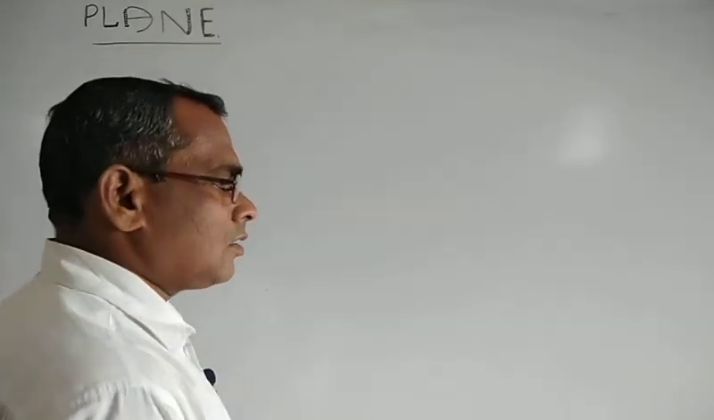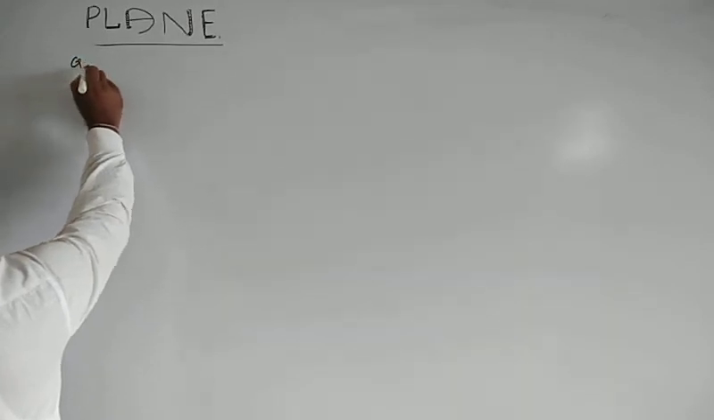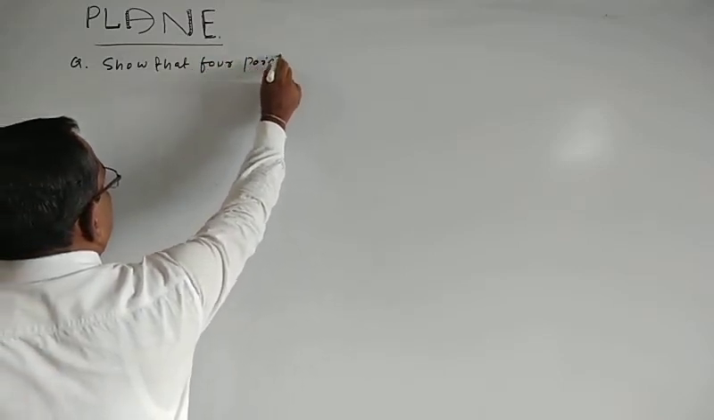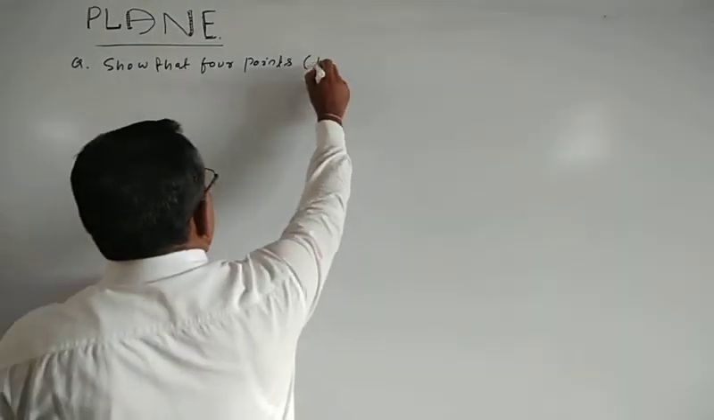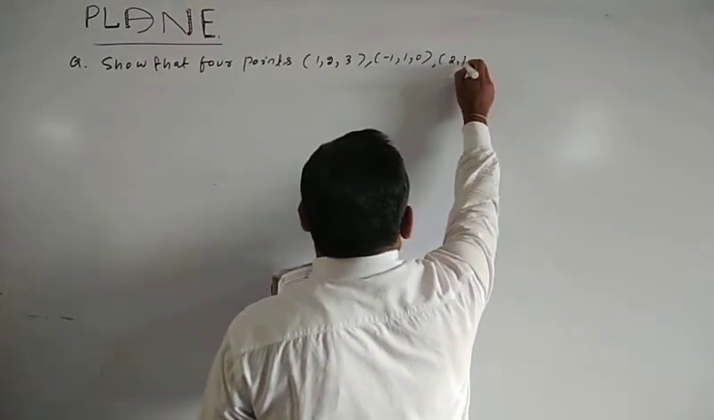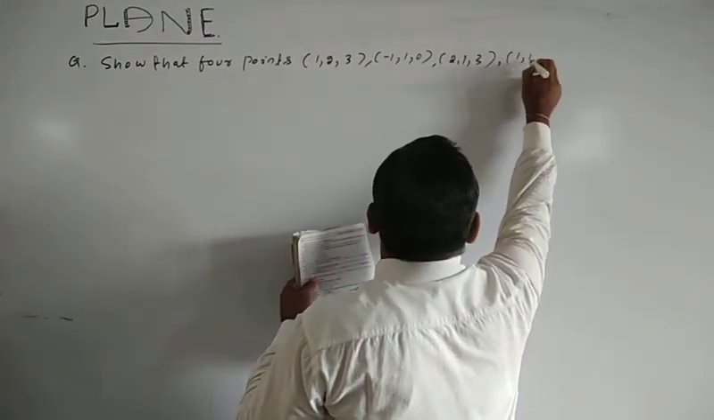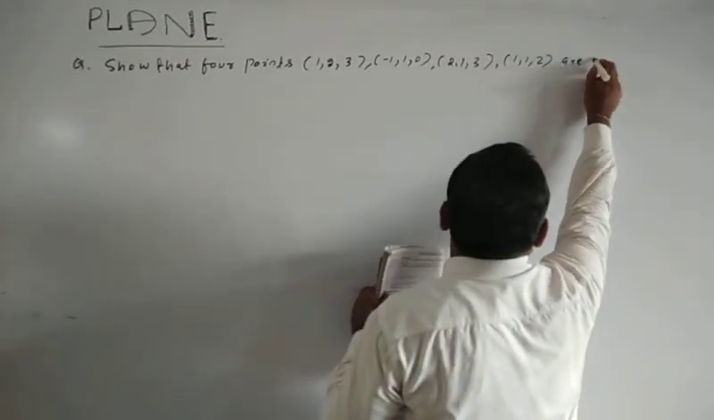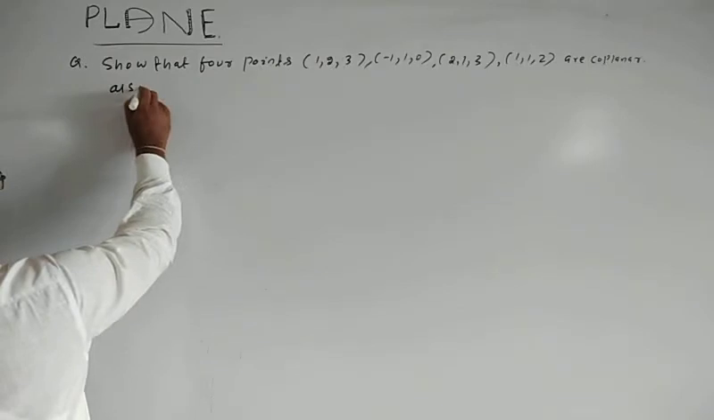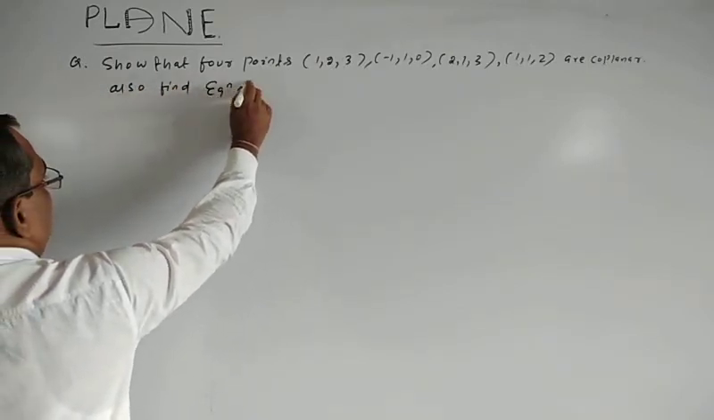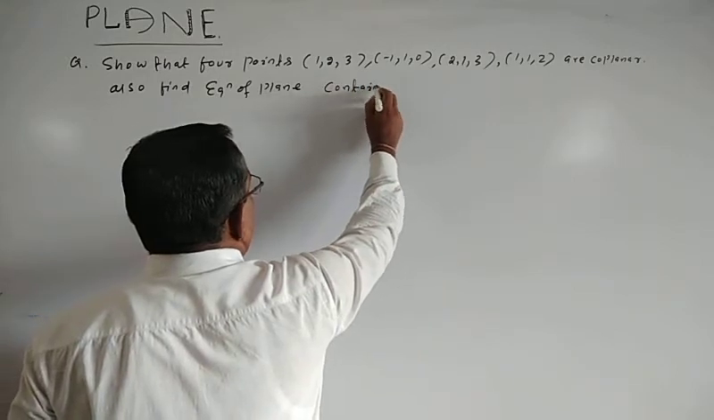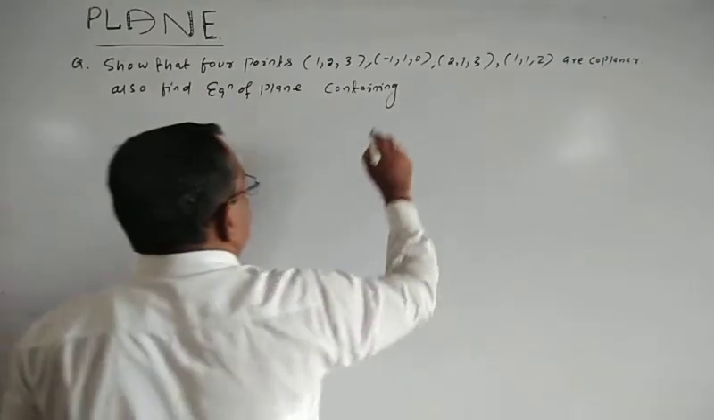Question: show that the 4 points (1, 2, 3), (-1, 1, 0), (2, 1, 3) and (1, 1, 2) are coplanar, and also find the equation of the plane containing these points.